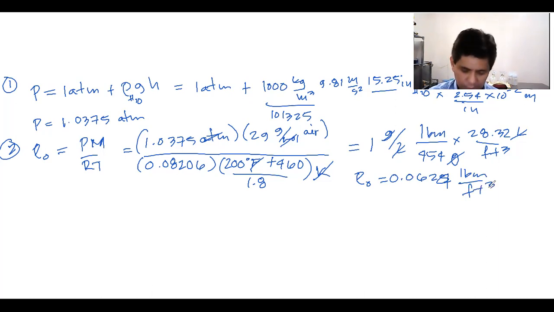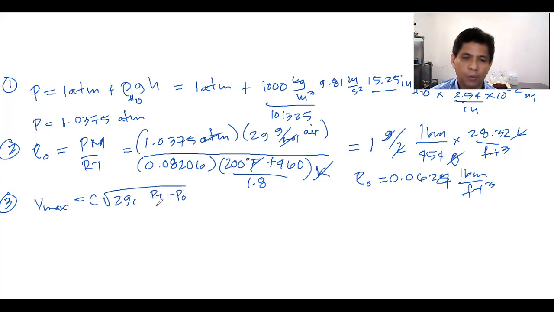Okay, so next, step 3, we can now use the Pitot equation, so that would be V max is equal to C times the square root of 2 gc (PT minus PO) over the density, where PT minus PO is the pressure. We calculate it here by substituting everything. You have 0.98 times the square root of 2 times 32.174.